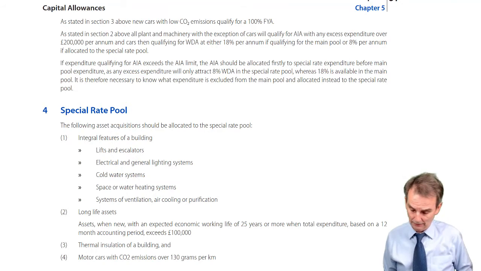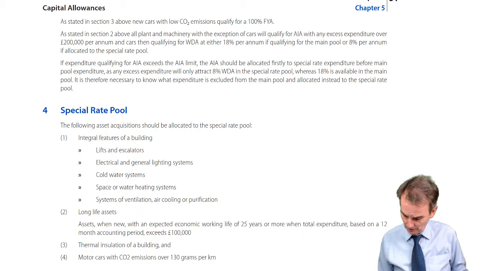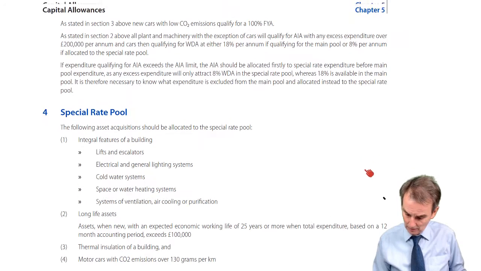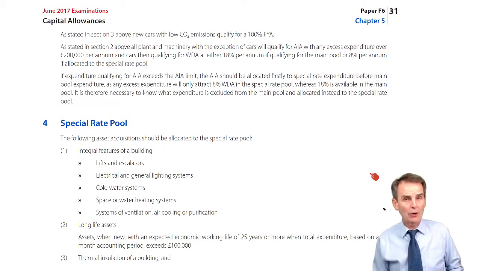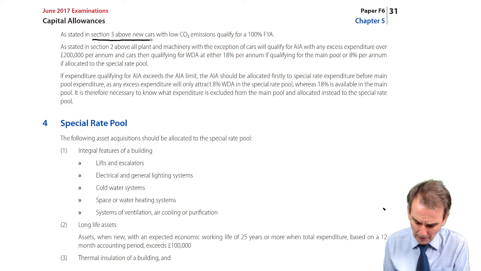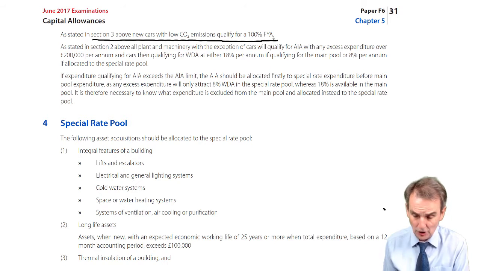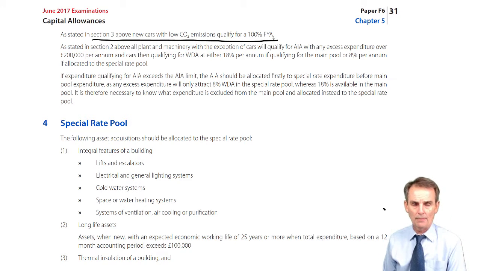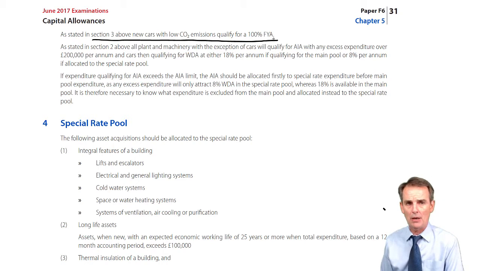Right, what are we told here at the top of page 31, carrying on from where we left off last time. As stated in section 3 above, new cars with low CO2 emissions get 100% first year allowance. What we'll have in any exam question is a list of additions, expenditure that has been incurred during the accounting period. And what we must do on the question page is to identify which particular type of allowance will be available in relation to that, if indeed any.